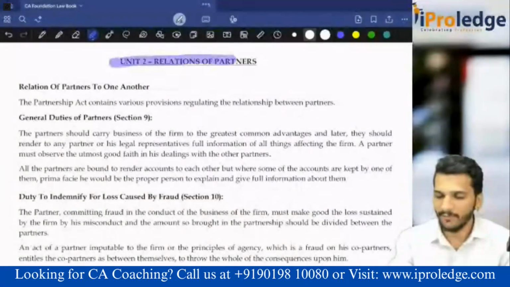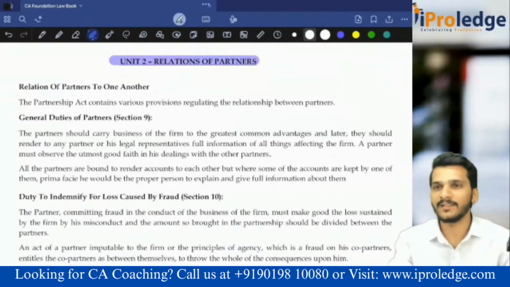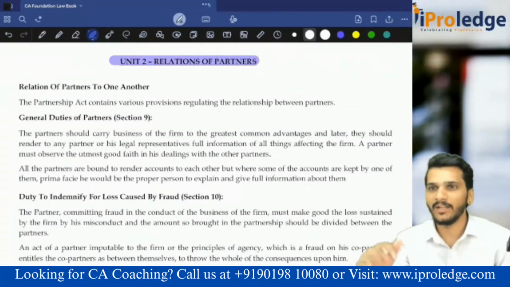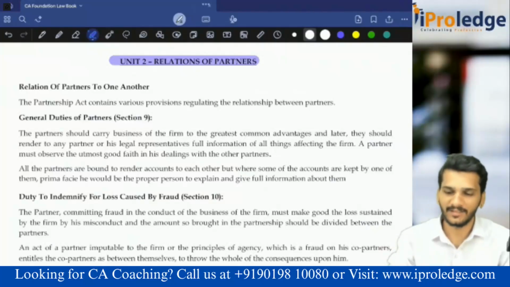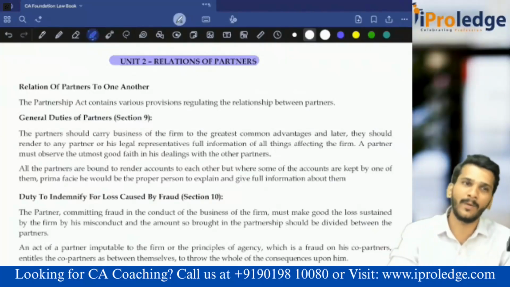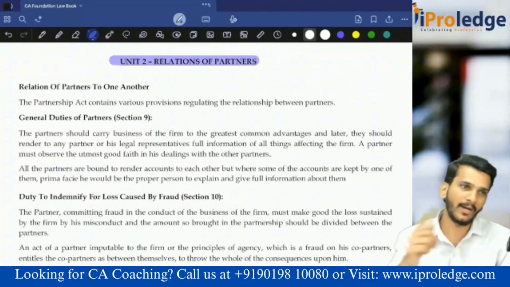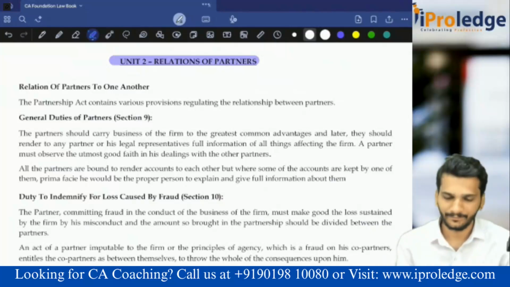Then unit number 2, the relations of partners. Relation does not mean their kaka, their auntie. They are not the relatives. They are not talking about their relations. The relations means what is the relationship between the partners and other partner, and partner and the partnership firm.